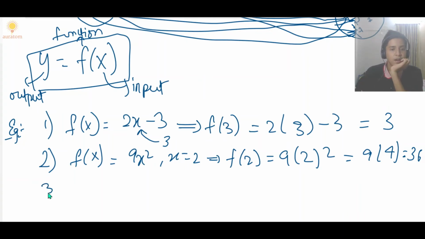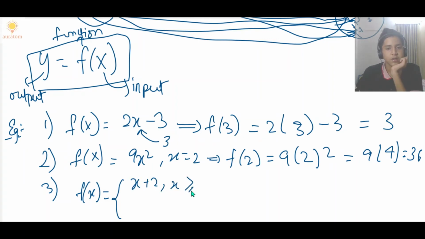Let's go through another example. This function is slightly different from the usual function. f of x is divided like this. It's divided into x plus 2 when x is greater than or equal to 0, and x minus 2 when x is less than 0. So for all values of x, the function is not the same, unlike here. When x is greater than 0, the function is x plus 2. When x is less than 0, the function is x minus 2, right?